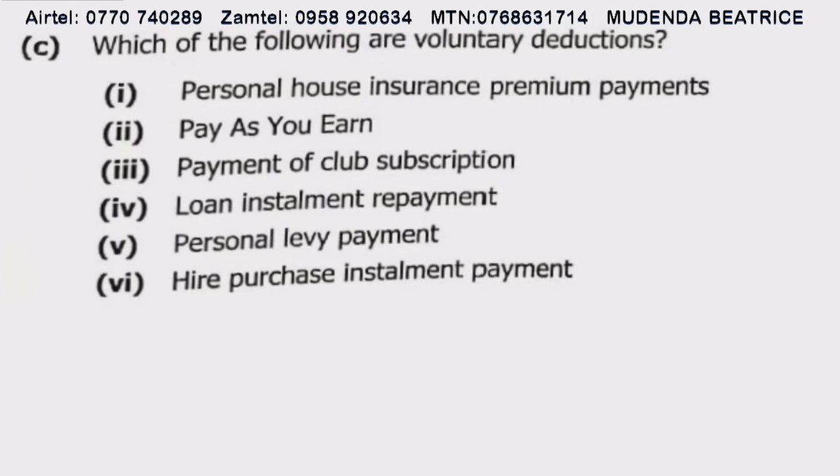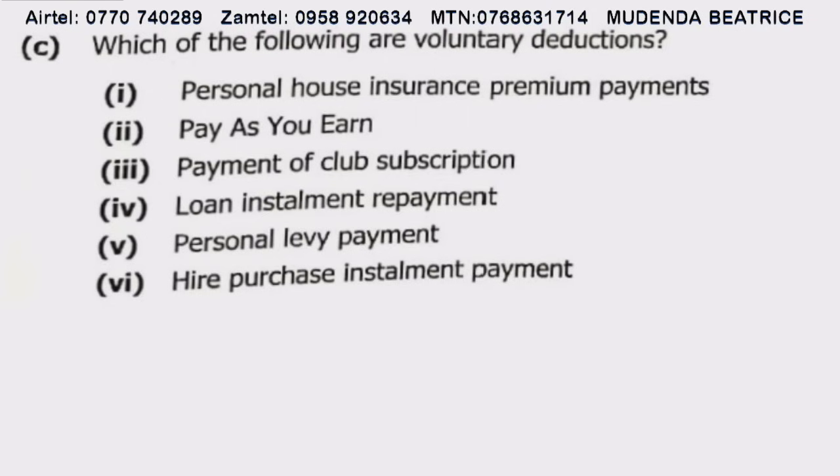Okay, you can be employed in the private sector, but you will be obliged to pay a certain deduction, pay as you earn, something like that. The government can also demand to deduct your NAPSA, your pension deduction, anything. So those statutory deductions you have no power over. You can't decide to stop or to continue. As long as you are working, they'll impose those deductions. Who? The government or the company. Okay, so those deductions are non-negotiable.